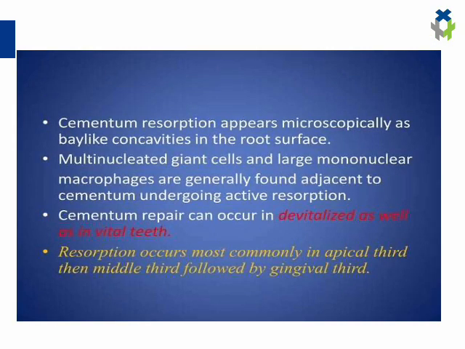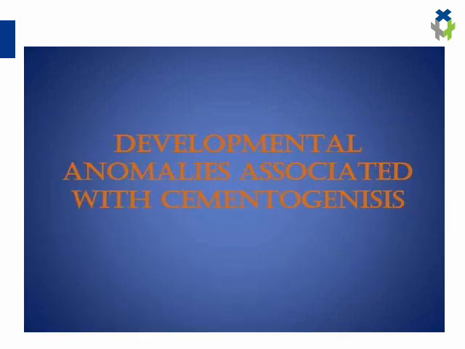Cementum disruption appears microscopically as a bay-like concavity in the root surface. Multinucleated giant cells and large mononuclear macrophages are generally found adjacent to cementum undergoing active resorption. Cementum repair can occur in devitalized as well as in vital teeth. Resorption occurs most commonly in the apical third, then in the middle third, followed by the gingival third.